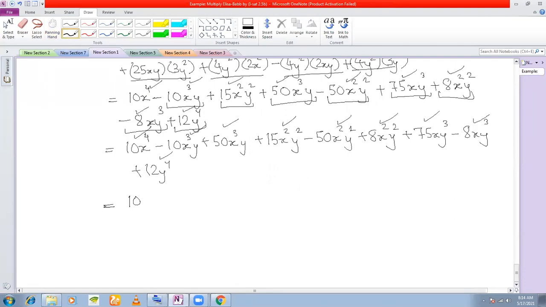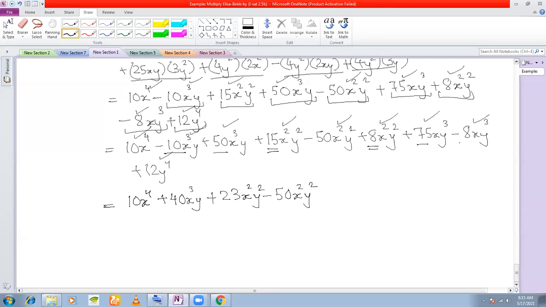Now we'll simplify. 10x to the power of 4, 50, and you have a minus 10 here. So 50 minus 10 will give you a plus 40 x cube y. Also, here you have x square y square. So look at the plus sign first. You have a 15 and you have an 8. So add these first according to the BODMAS rule. We add these first. Plus 15 plus 8 is 23 x square y square. And write minus 50 x square y square as it is.